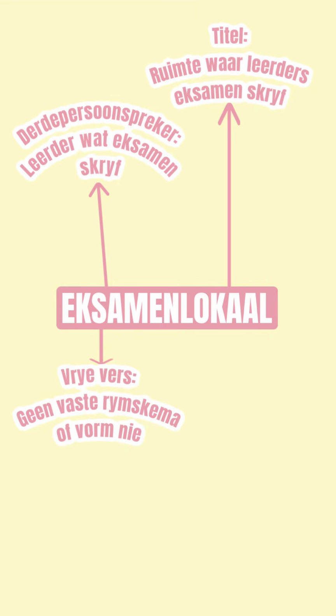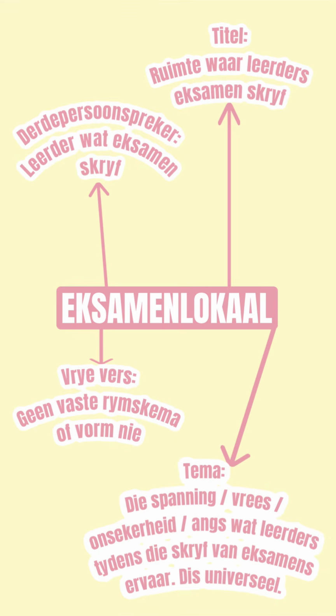Vrye vers, geen vaste rymskema of vorm nie. So it says it's free verse, not just because there's no set rhyme scheme. Okay? The focus here is on the fact that the structure is free verse because there is no set structure. Okay? The lines are different lengths, the stanzas are different lengths. They're not all exactly the same. And that is why it is classified as vrye vers.